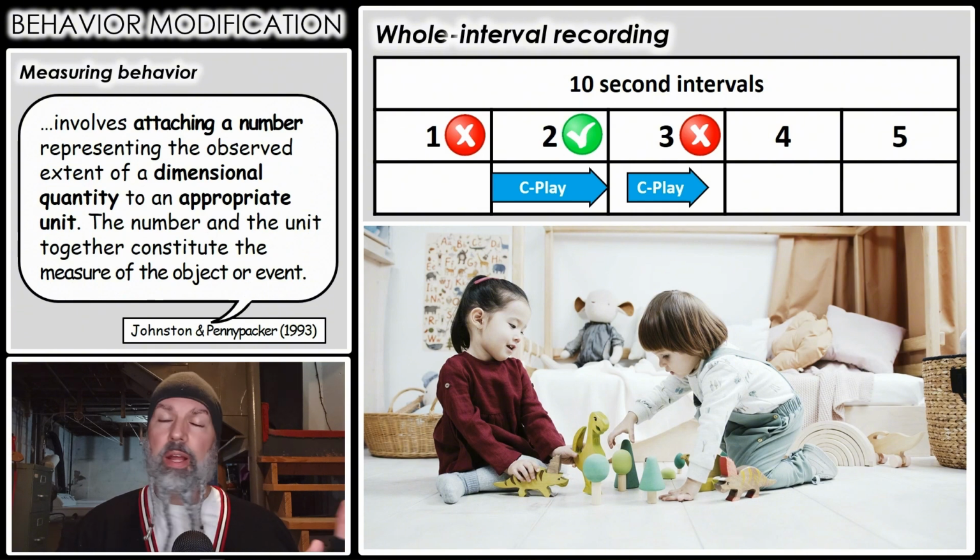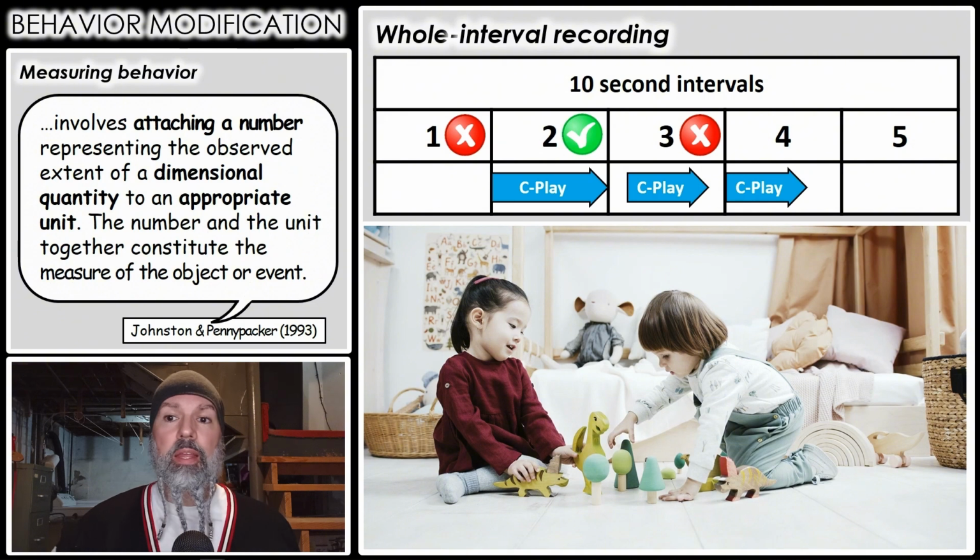Interval number 4, again, we take a break, come back maybe in 10 minutes, and check on the children again. We take a look at interval number 4, we start the timer, and lo and behold, they're playing at the beginning of the interval. So when we start that 10-second interval, these children are playing. However, they stop playing before the end of the interval.